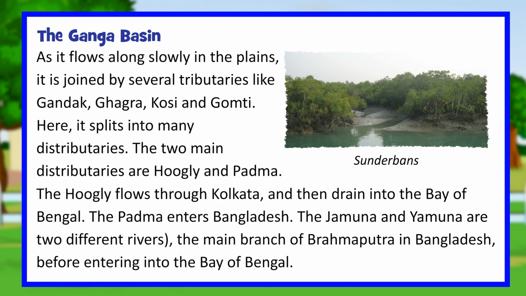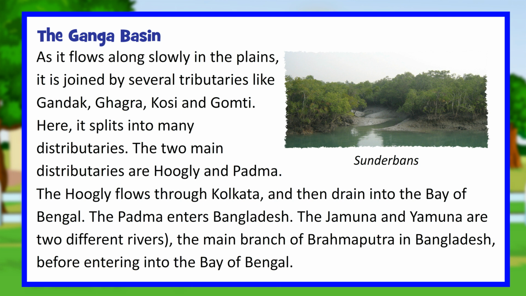As it flows along slowly in the plains, it is joined by several tributaries like Gandak, Ghaghra, Kosi, and Gomti. Here, it splits into many distributaries. The two main distributaries are Hooghly and Padma. The Hooghly flows through Kolkata and then drains into the Bay of Bengal. The Padma enters Bangladesh. Here, it joins the Jamuna.